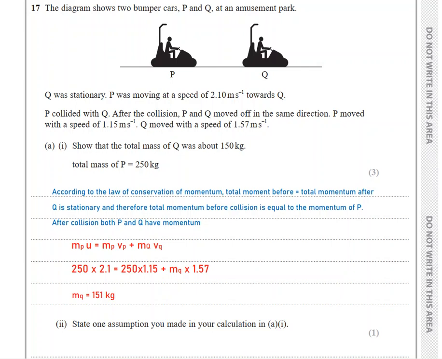Next part of the question says, state one assumption you made in your calculation in A1. So whenever you are dealing with the law of conservation of momentum, always remember total momentum is conserved is a conditional statement. So what is the condition based on which this statement holds true? The condition is there are no external forces. So specifically you can say there are no external horizontal forces.